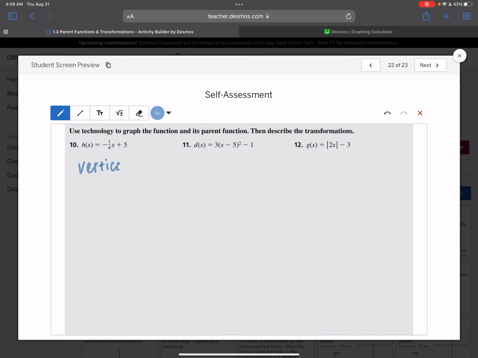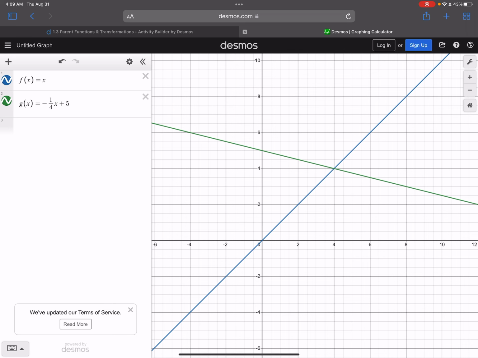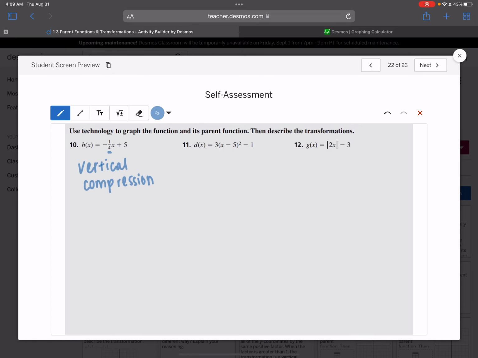We can also tell that by this number right here. That's between 0 and 1. Now also, it's flipped. My slope is no longer positive. So that means I have a reflection over the x-axis. And that comes from this right here, this negative sign.